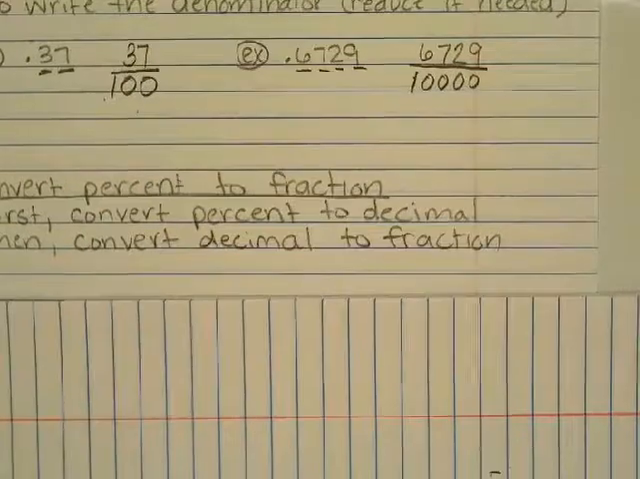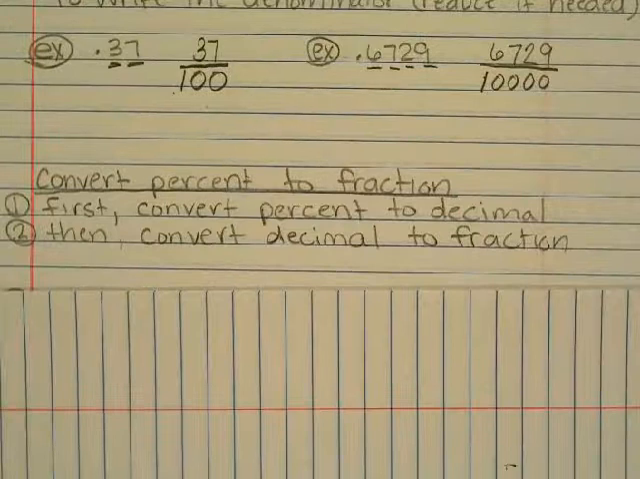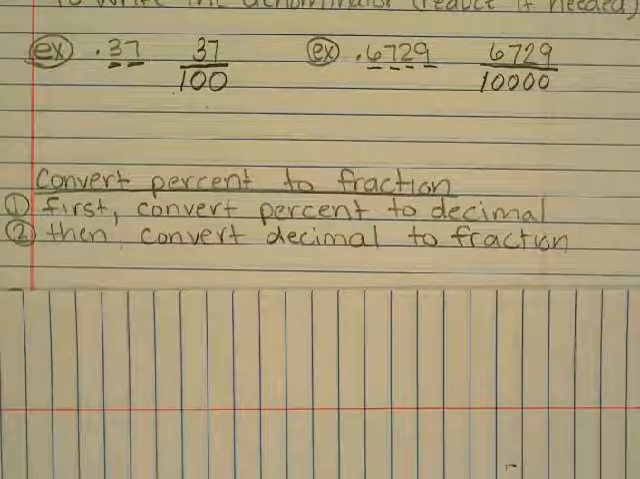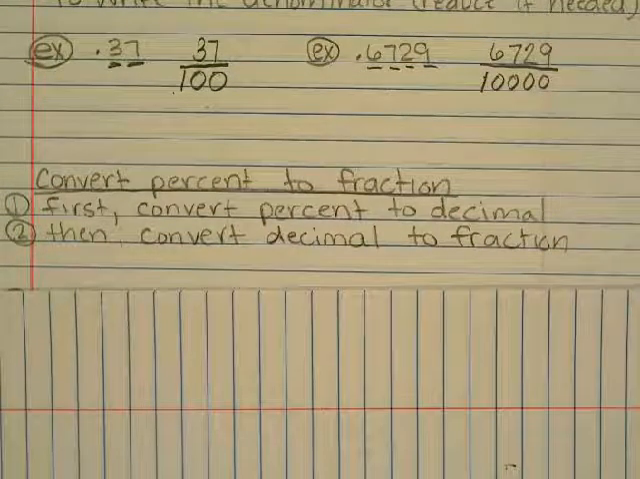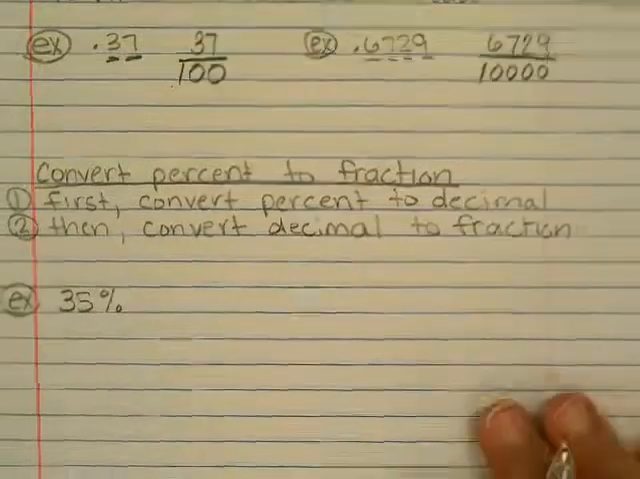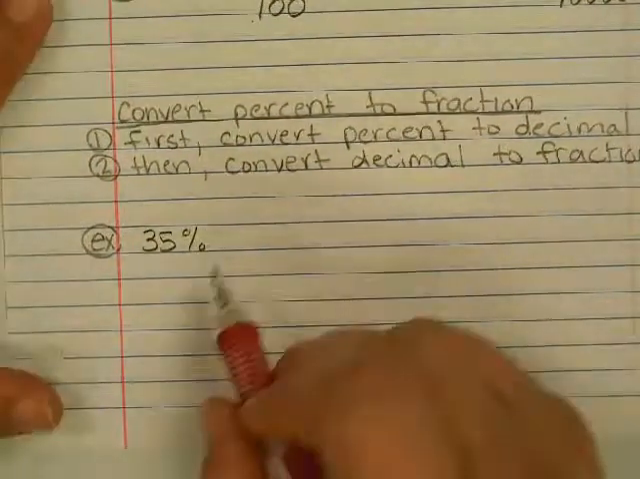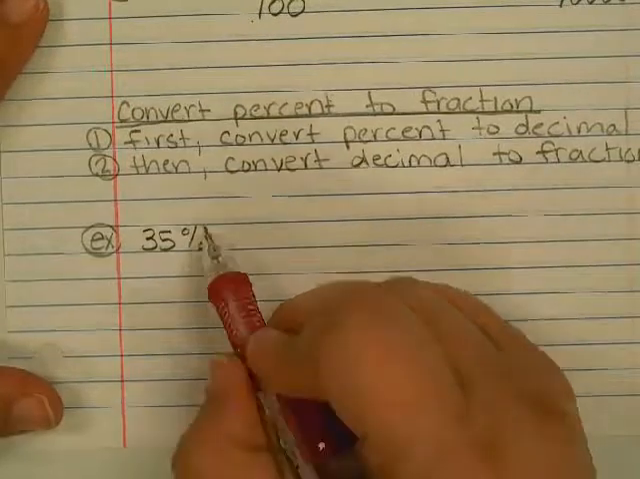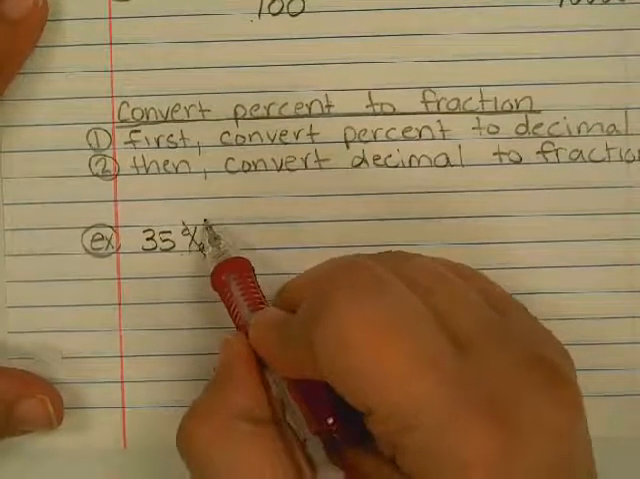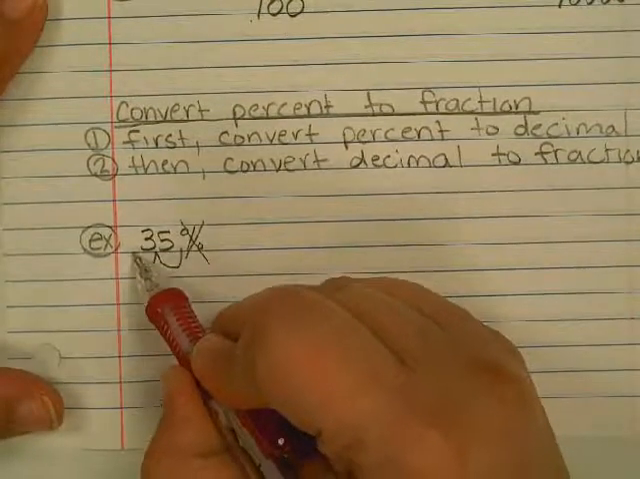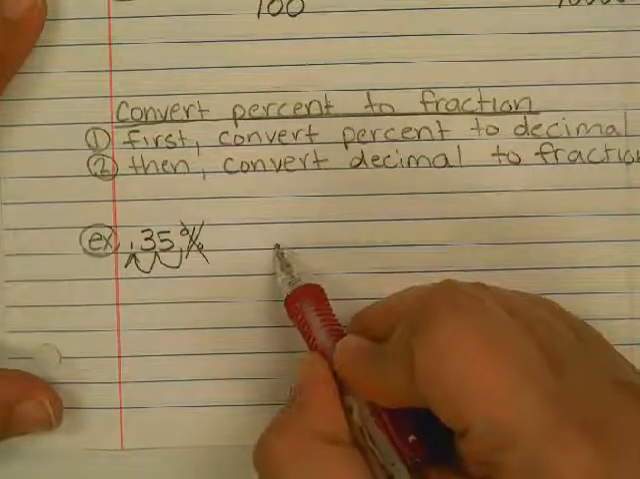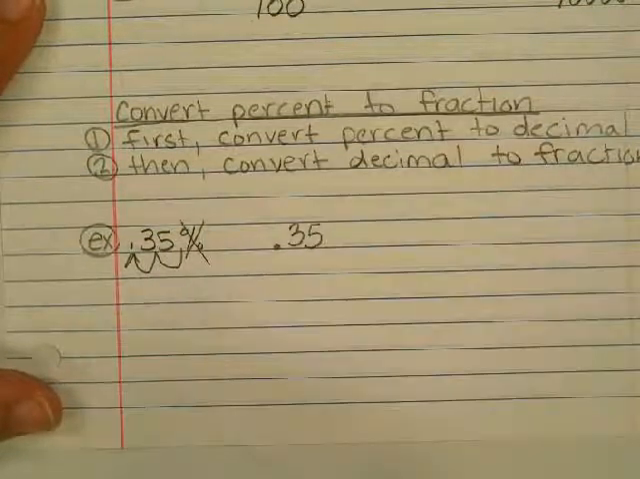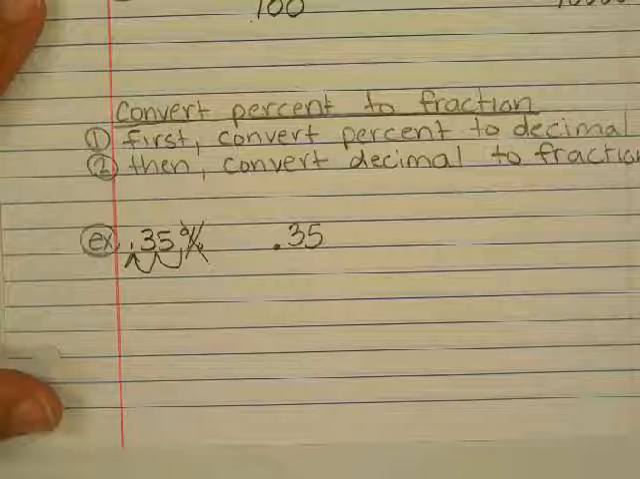And then on to the last one. How to convert a percent to a fraction. The first thing I'm going to do is convert a percent to a decimal and then a decimal to a fraction. So to convert this percent to a decimal, I drop that percent sign, move my decimal 2 places. So now I have 0.35, and then I go from my decimal to a fraction.